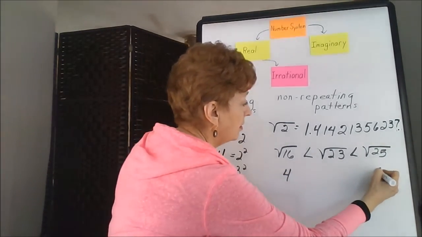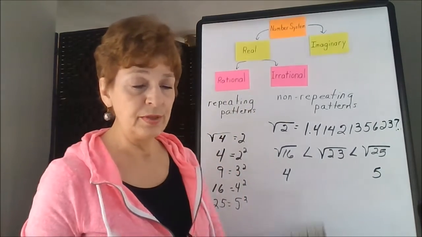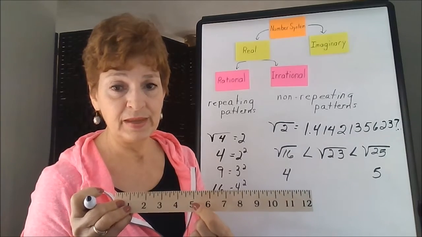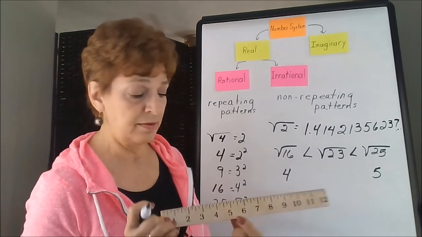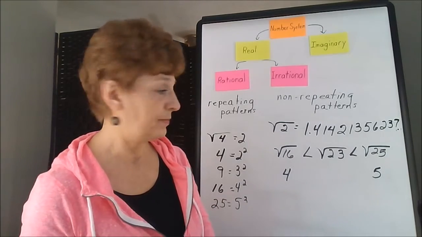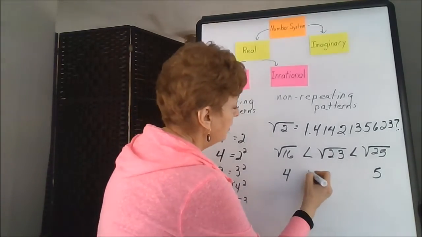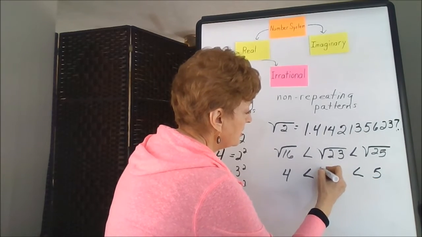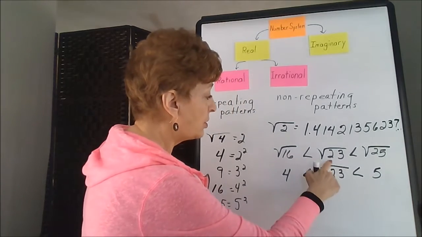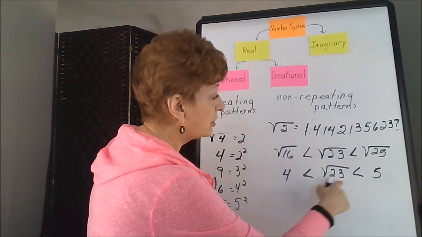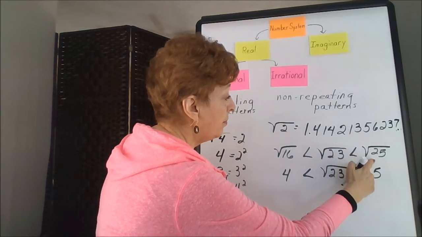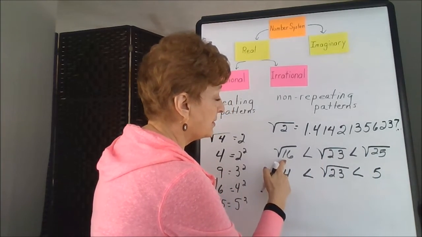4, 5. We know that that comes right here on our number line. So the square root of 23 is somewhere between the 4 and the 5. So this can just be copied since we cannot simplify it easily. But the square root of 23 is actually closer to the square root of 25 in that the number is closer. It's farther away from 16.